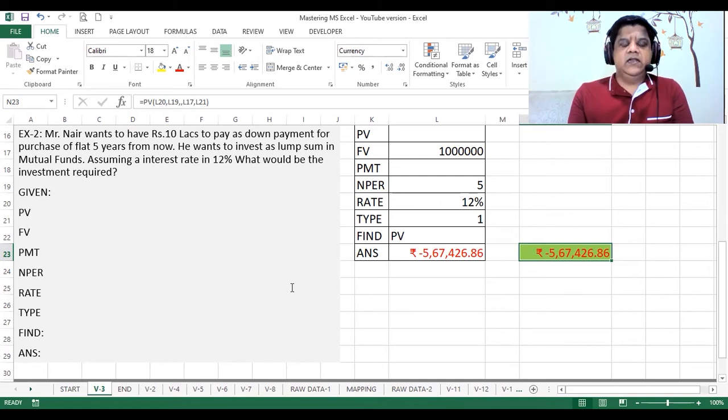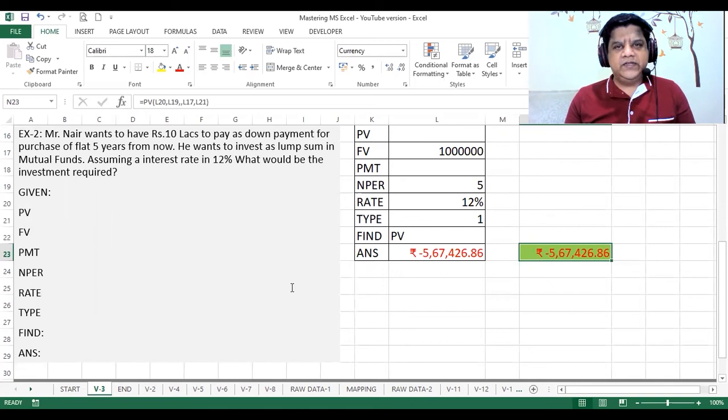Now remember in Excel, if you get any of these three things, that is minus sign, red color or brackets, I'm repeating, minus sign, red color or brackets, it means the value is negative. And why has it come negative? Because if I pay or invest 5.67 lakhs today at the rate of 12%, in the next 5 years, I will have 10 lakh rupees as accumulated value.